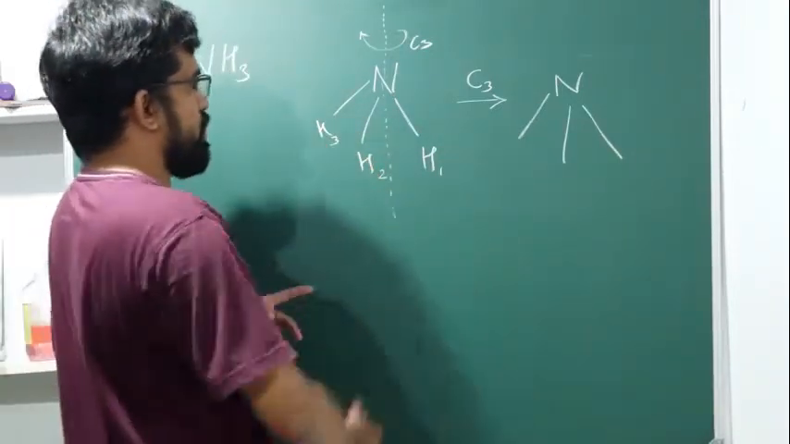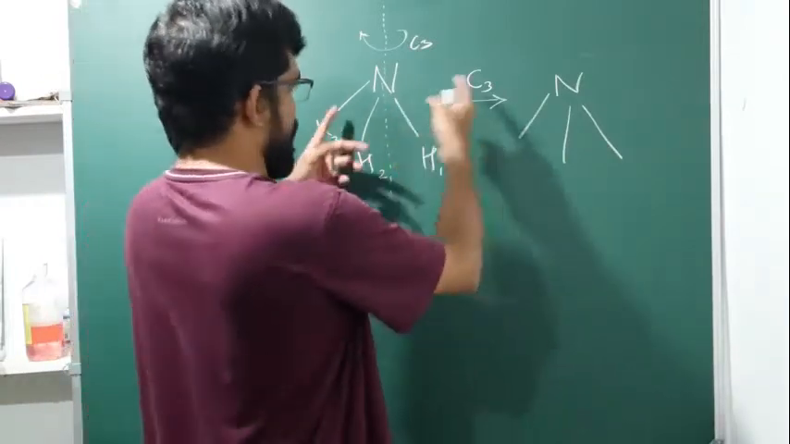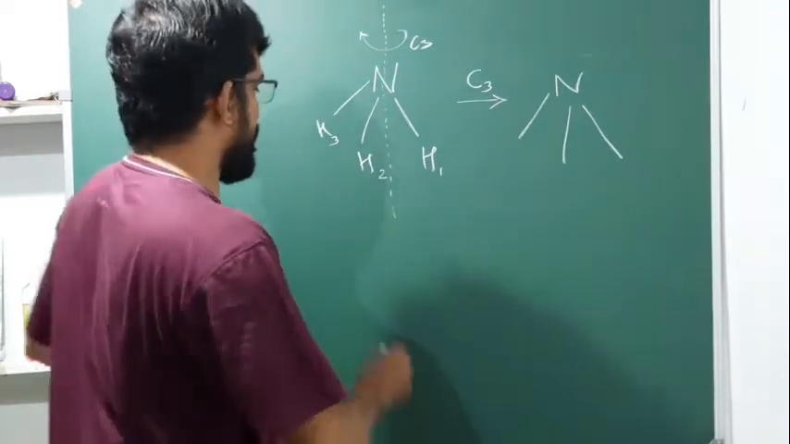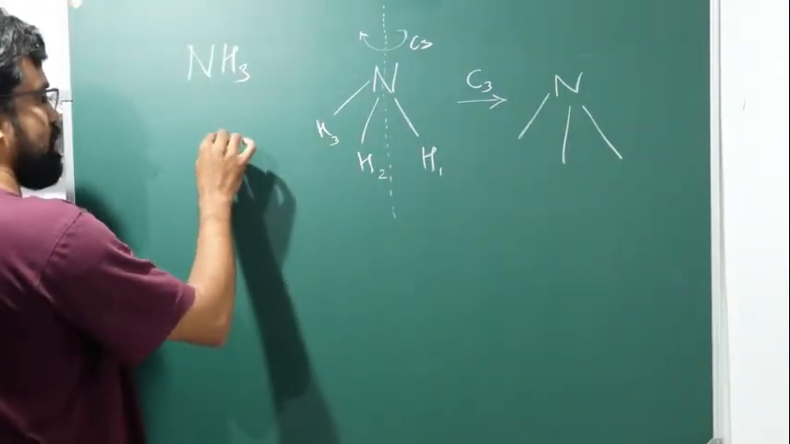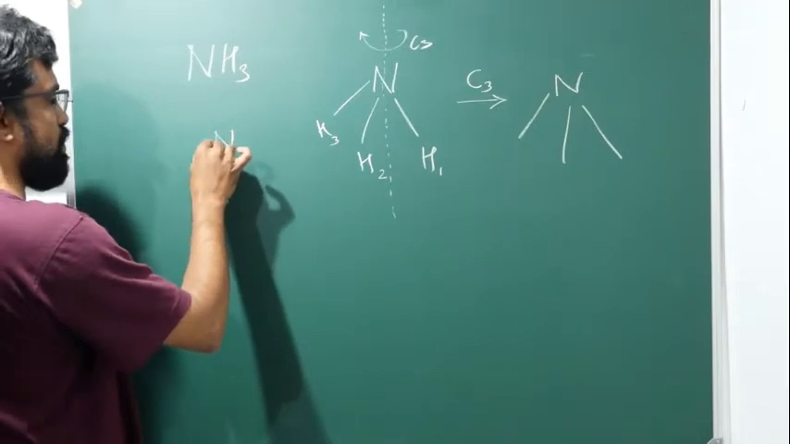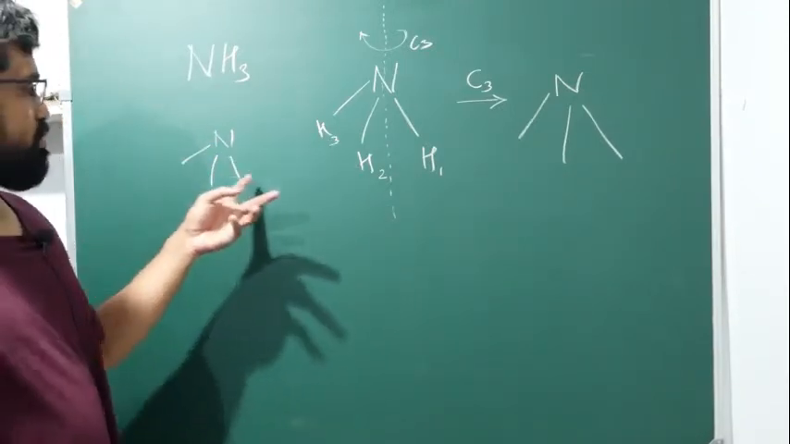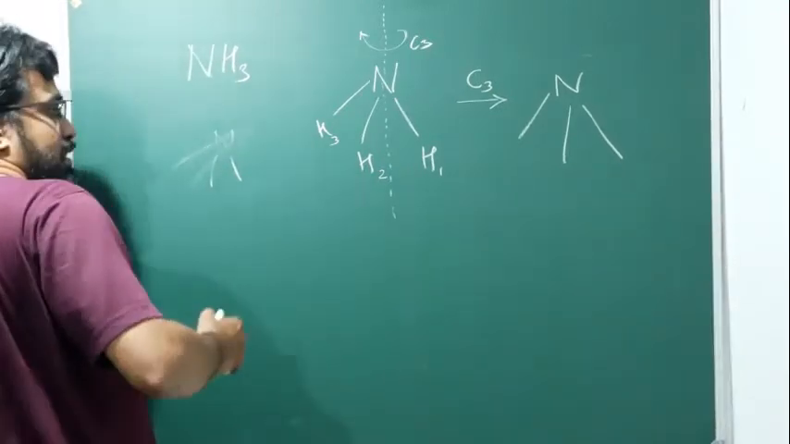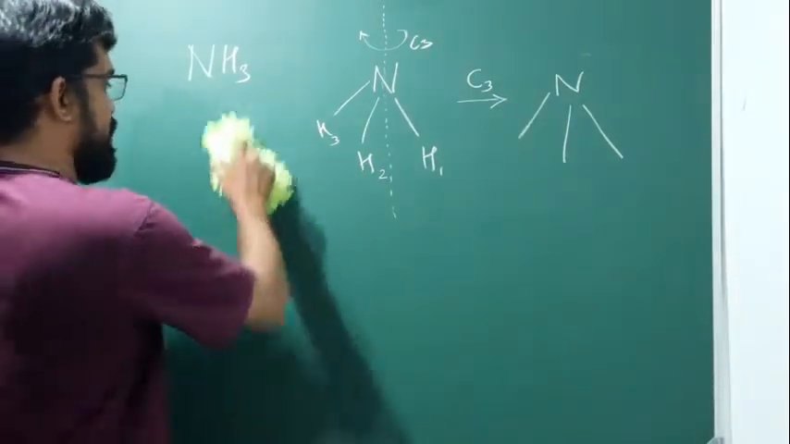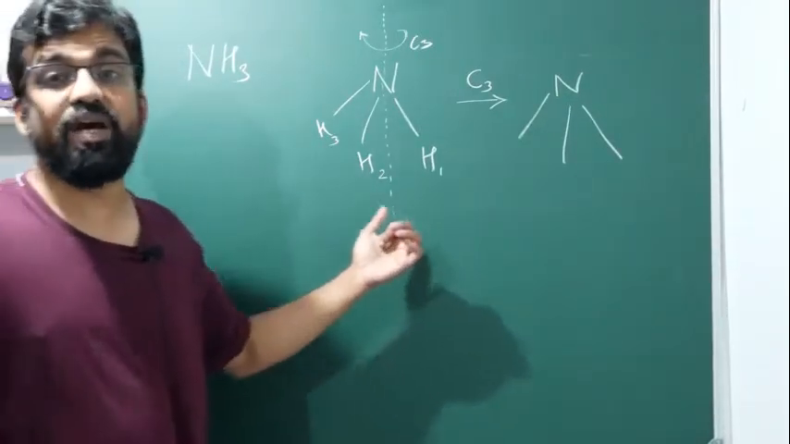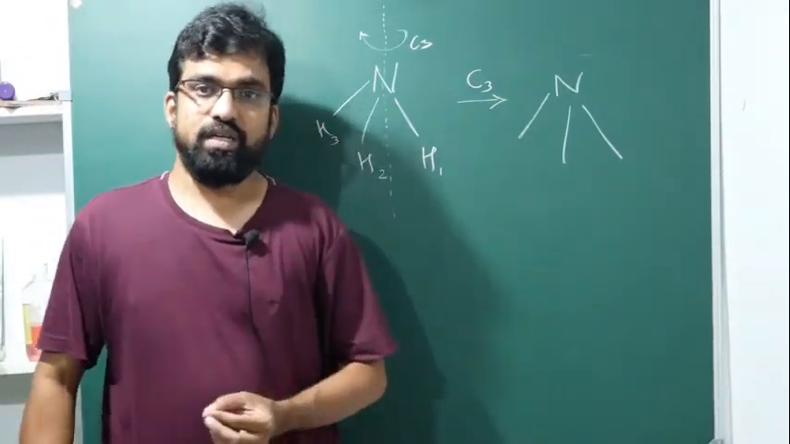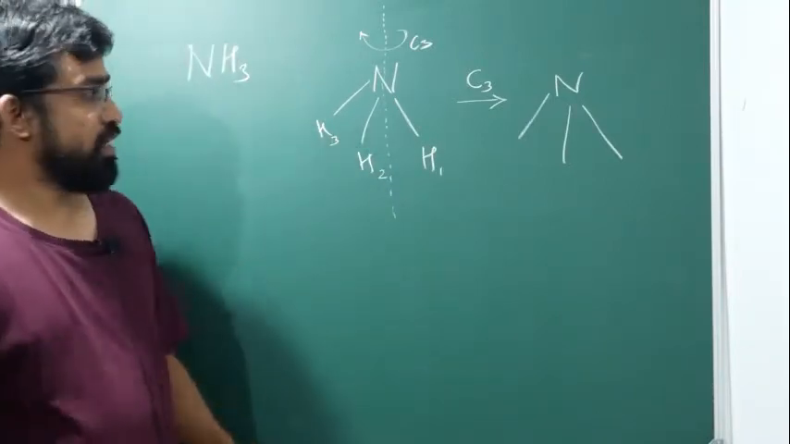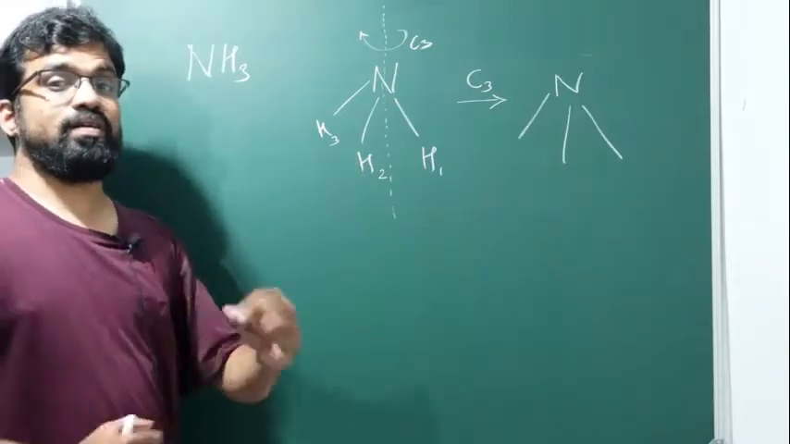If I'm writing this bond and this bond like this, this is not a symmetry operation, right? I mean, if you are not writing it exactly, if the position of the hydrogens is not exactly the same as your initial structure, then it is not a symmetry operation. You have to take care.